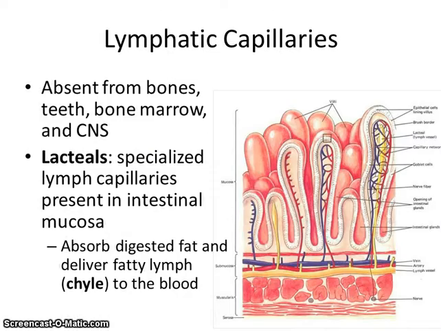You've got lymphatic capillaries all over your body, except bone, teeth, bone marrow, and your central nervous system. There are specialized lymph capillaries in your intestinal mucosa. Those are the ones that pick up fat and bring it into the body. And here they have a different name.